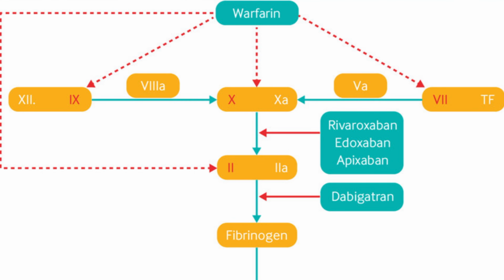Lastly, you have direct oral anticoagulants like rivaroxaban and apixaban. These medications directly inhibit factor Xa, preventing thrombin activation without needing antithrombin as an intermediary. These drugs offer more predictable pharmacokinetics than warfarin, making them easier to manage in almost every patient.